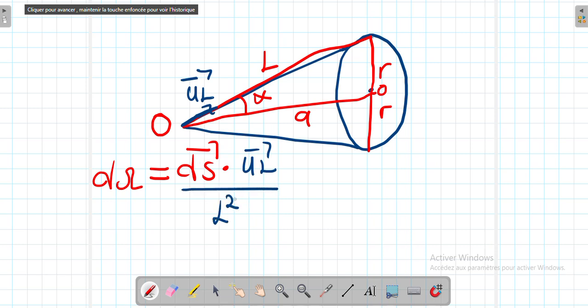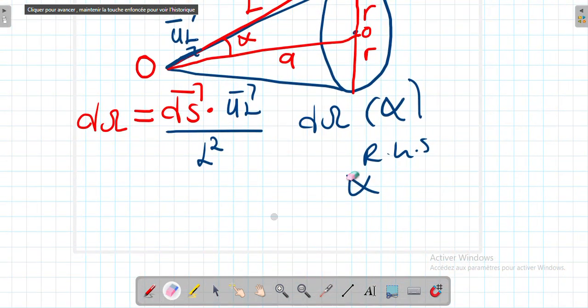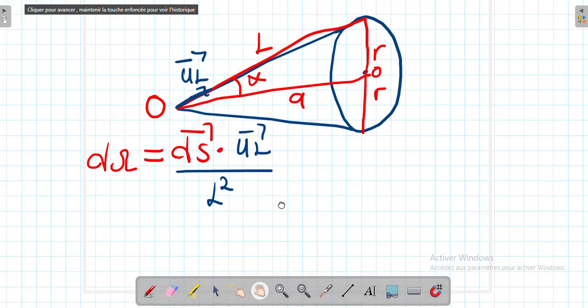As simple as that. Now, here we're going to try to express omega as a function of alpha only, which means the right hand side of our equation only has to have alpha in it. That is, dS has to be broken down in such a way that we have alpha. Now you've already parameterized your cone, therefore it will be very easy to do. So we're going to use math to do it.